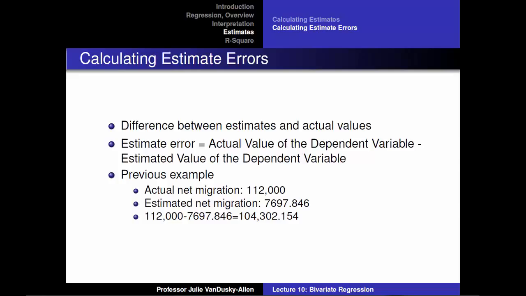Sometimes we want to know how far our estimates deviate from the actual values of the observations. This is known as the estimate error. To calculate the estimate error, you take the actual value of the dependent variable for a specific observation and subtract the estimate from it. So in our previous example, the estimated net migration was 7697.846. Imagine the actual net migration for that observation was 112,000. So we would calculate 112,000 minus 7697.846, which equals 104,302.154, our error.